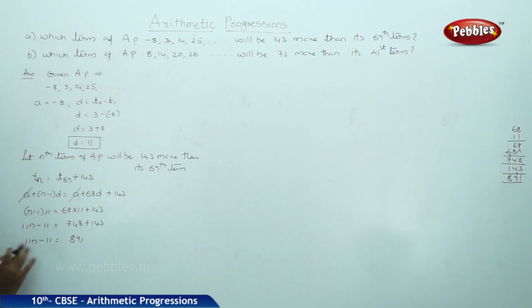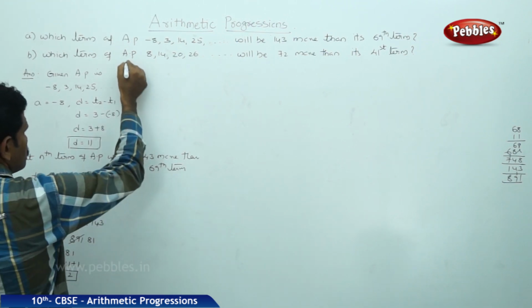I will replace my LHS like this only. I don't want to open the 11. I will continue with n minus 1 is equal to 891 divided by 11. With this 11, let us cancel this one. 8 times 11 is 88, 1 remainder. 1 after 1 is 11, that is 1 time. That is, n minus 1 is equal to 81. n is equal to 81 plus 1. That is, n is equal to 82.